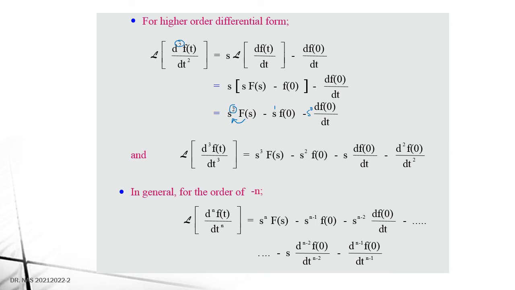Okay, for example, this one can be represented as the power of 2. So f double prime(t), in the s domain, will be s squared, since this is double prime, so to the power of 2, F(s) minus s to the power of 1 f(0) minus s to the power of 0 f prime(0). Now s is already at the power of 0, so you don't have to add additional terms.